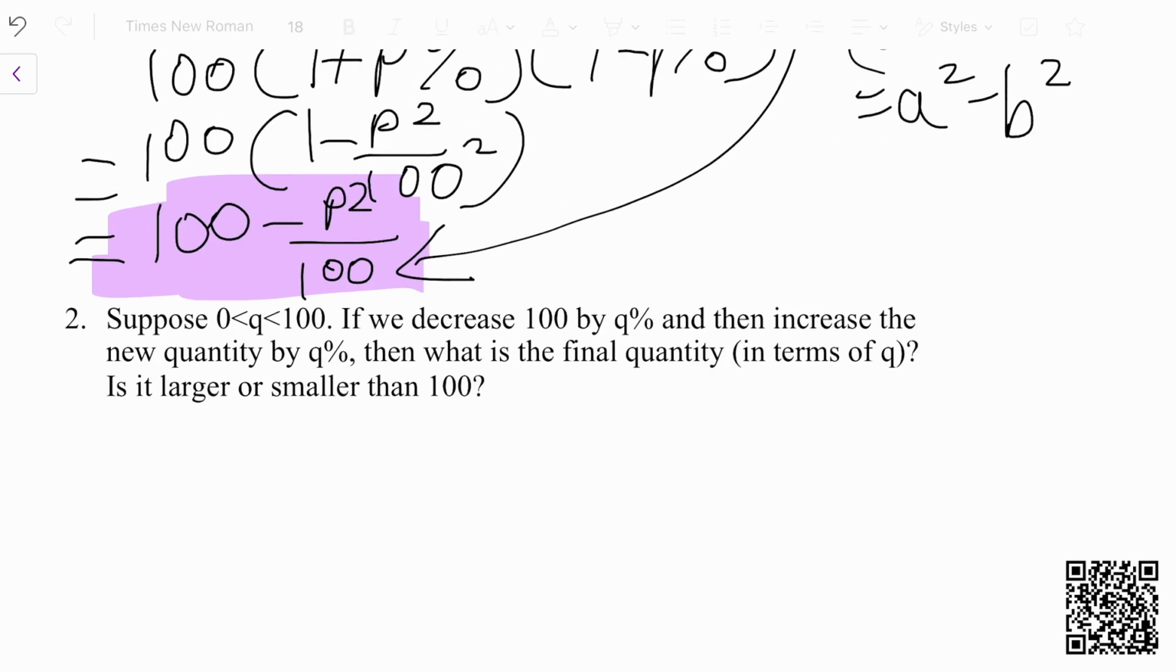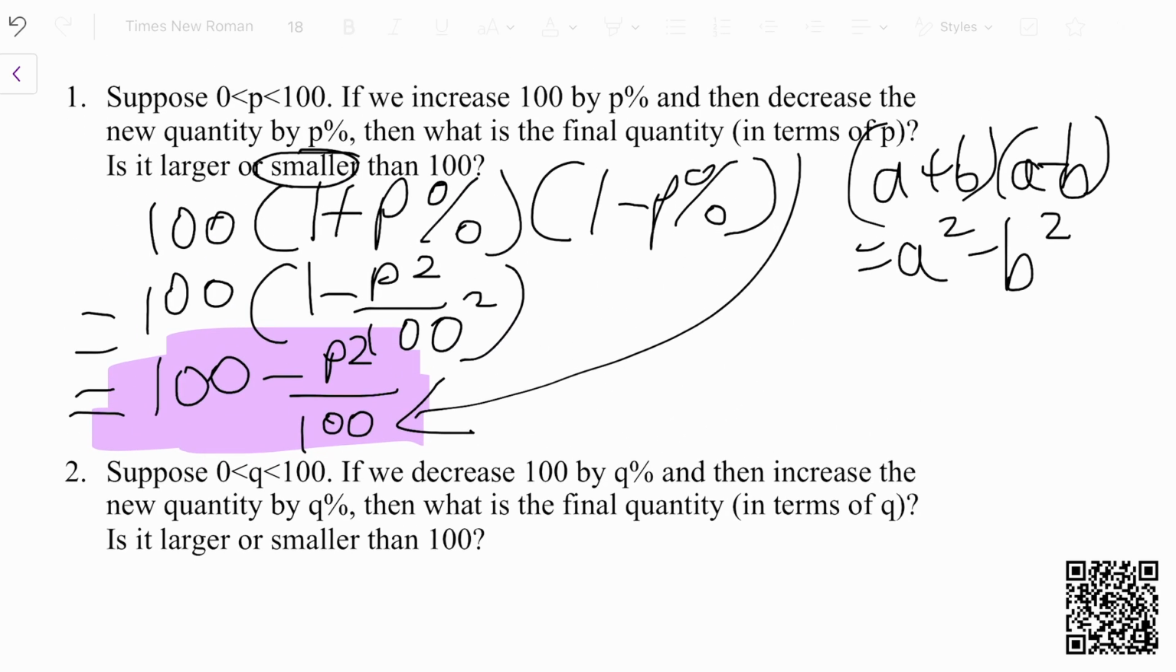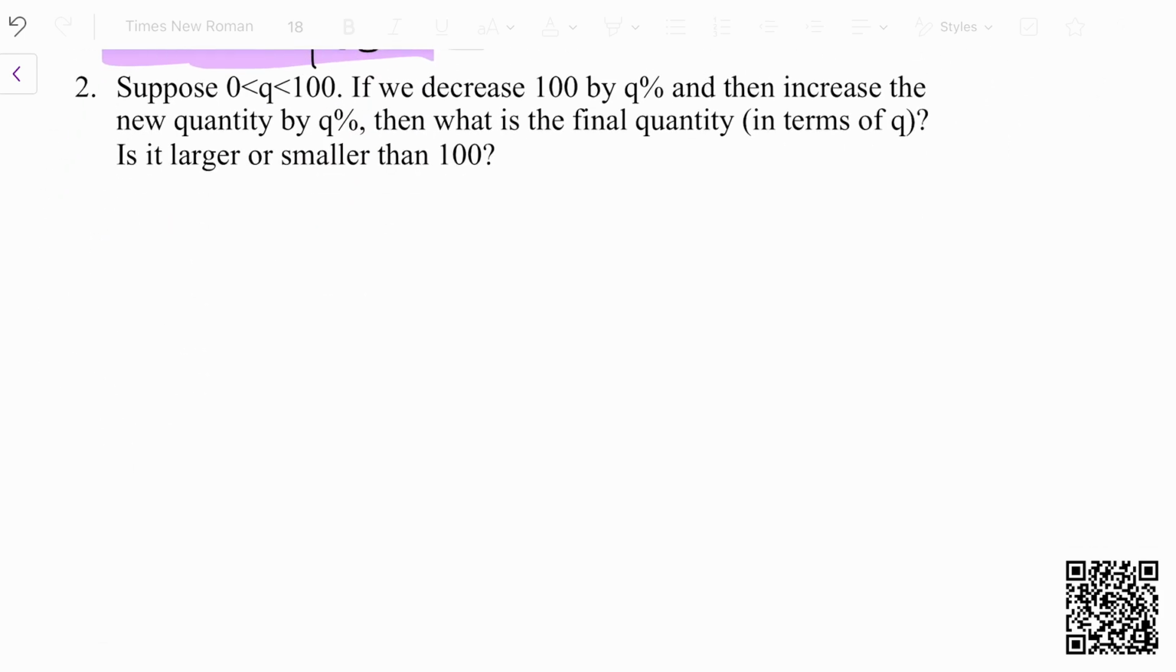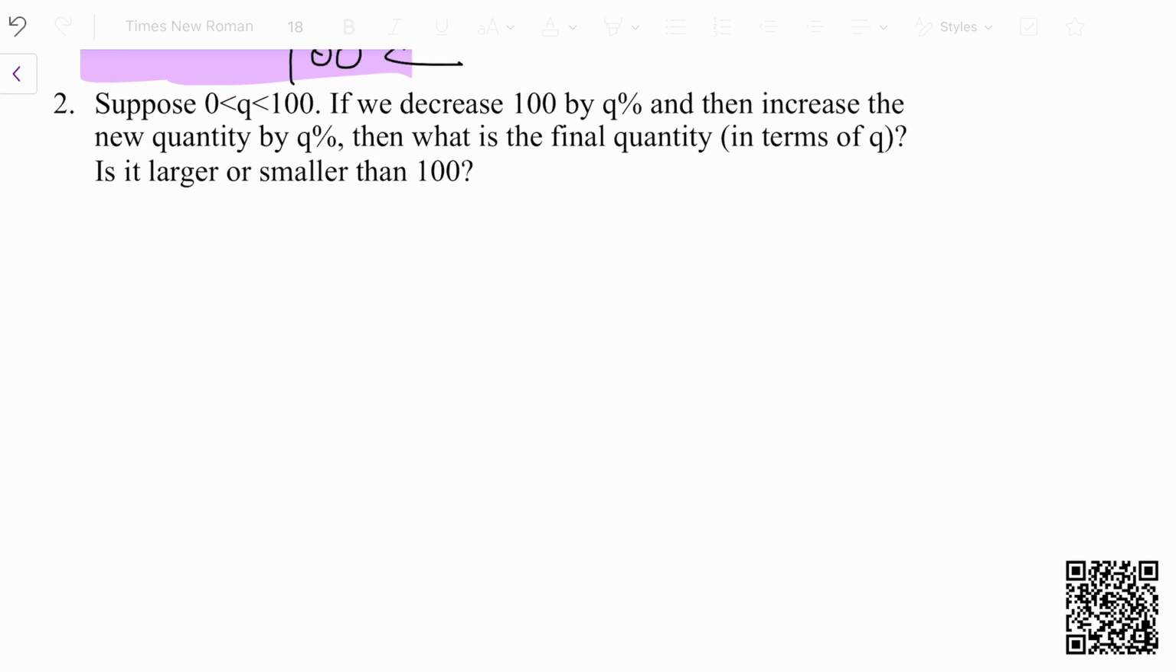So this question, you might think, oh, this is very similar to what we just did. Which it is. It is the same thing. Since multiplication is commutative, we're going to get the same answer, except it's just going to be q instead of p. But if you don't believe me, I can show you.